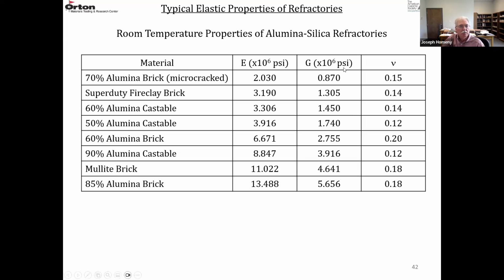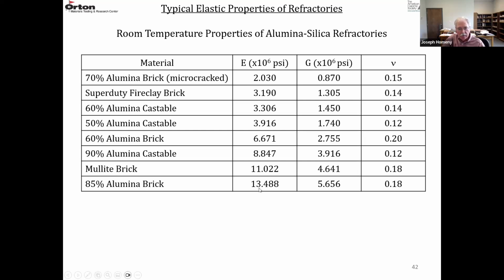These are our alumina silica refractories. A 70% alumina brick that is designed to be micro-cracked for thermal shock resistance, a Super Duty fire brick, alumina castables of 50 and 60%, an alumina brick at 60%, an alumina castable at 90%, a mullite alumina silica brick, and an 85% alumina brick. You can see I arranged these in increasing order of E and G. Poisson's ratio is again between 0.1 and 0.2.